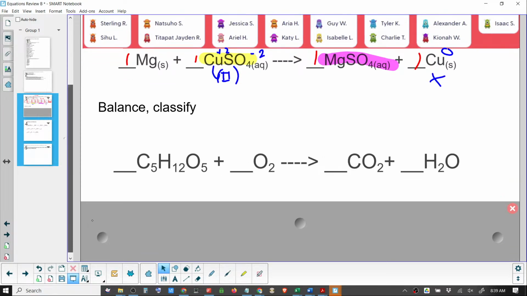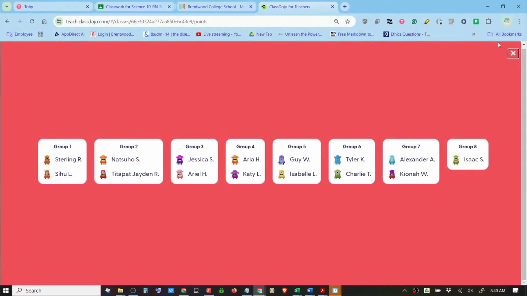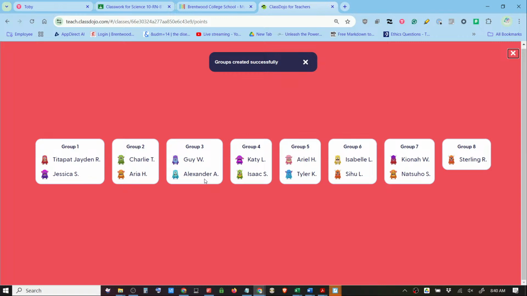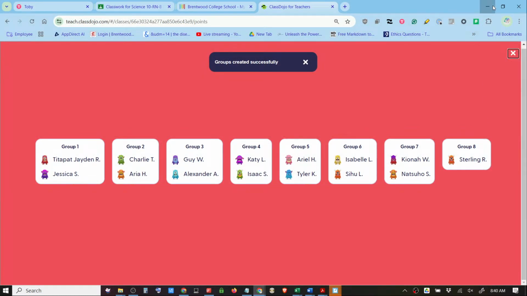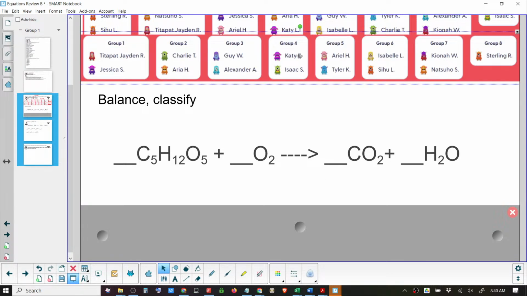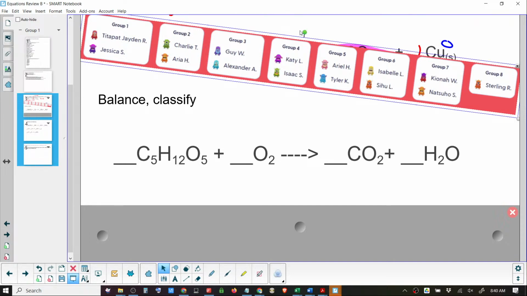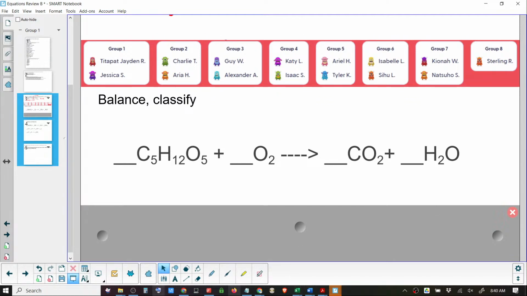Now, this one you do not have to write out as words. You just have to balance and classify. I will grab you some new partners. Toolkit, group maker, 2. I'm alone. You can either lone wolf it or join any other group you like. Okay, go. Balance. Classify. Balance. Classify. Oh, I didn't go over it.